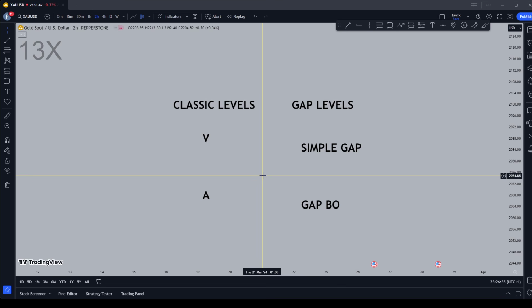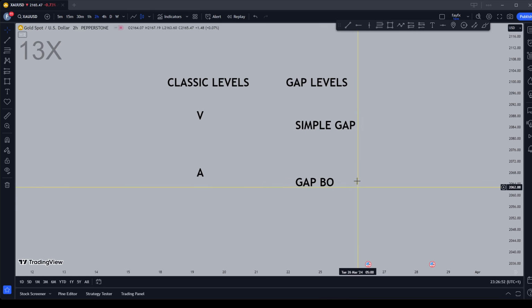And an unfresh level is after the creation of the level, either A level, V level, or a gap, price did come to it, touches it and continues its direction.